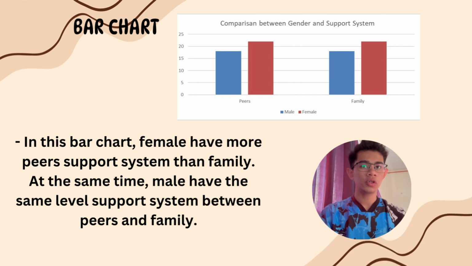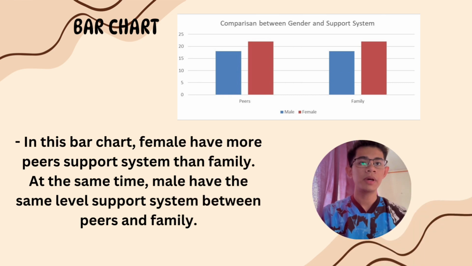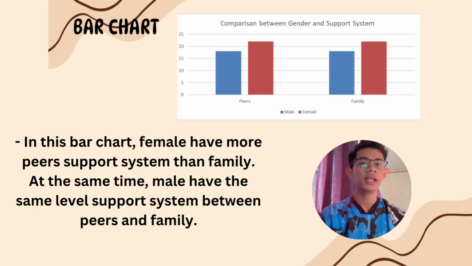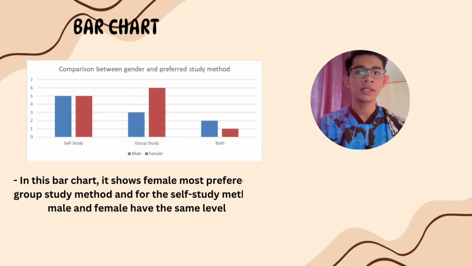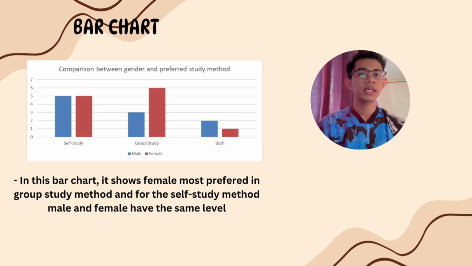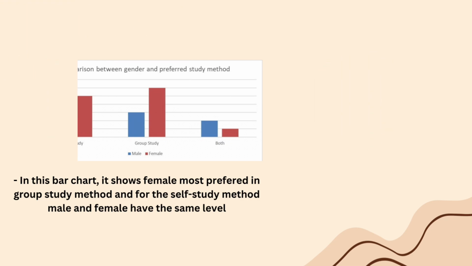Next, we are going to interpret our bar chart comparison between gender and support system. In this bar chart, females have more peer support than family support. At the same time, males have the same level of support between peers and family. Second bar chart, comparison between gender and preferred study method. In this bar chart, it shows females most prefer the group study method, and for the self-study method, male and female have the same level.